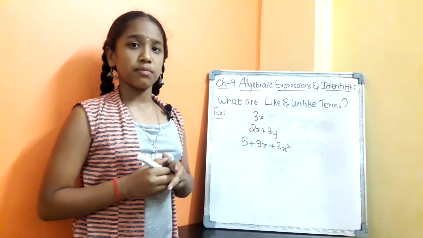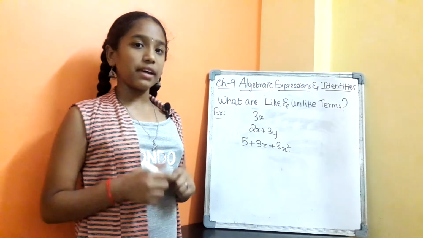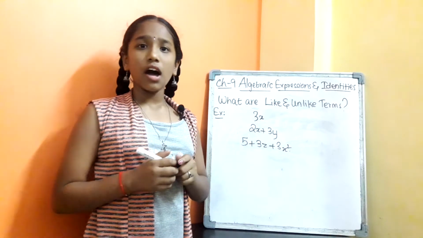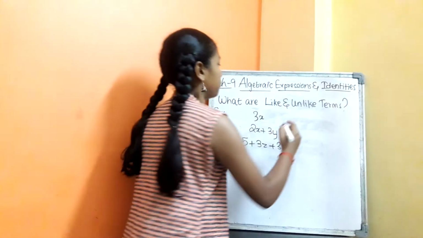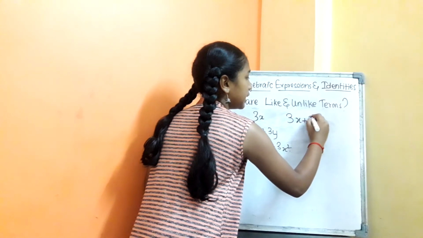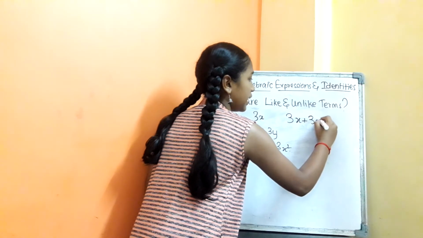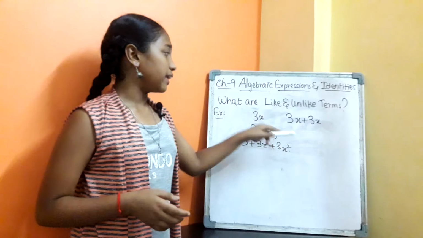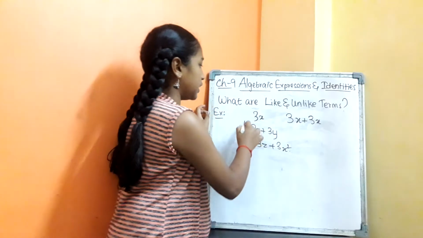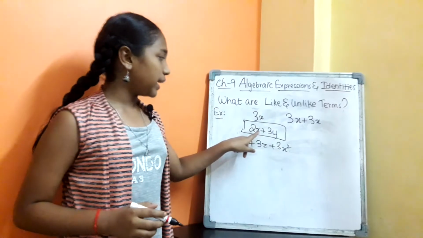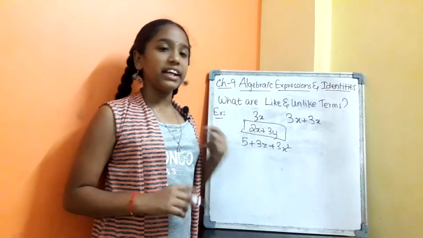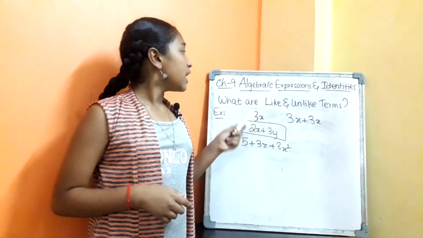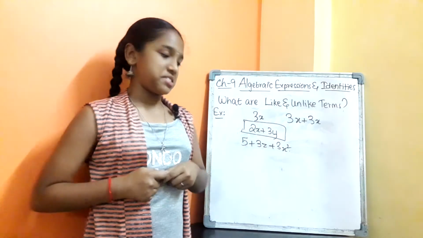Like and unlike terms. In this, like terms means if the two terms are having the same variable are called like terms. For example, 3x plus 3y or 3x is called 6x square. Then unlike terms means, as I showed, this is an unlike term. 2x plus 3y means the variables are different. So you understood what are like and unlike terms. Now I'll show you the addition and subtraction with algebraic expressions.